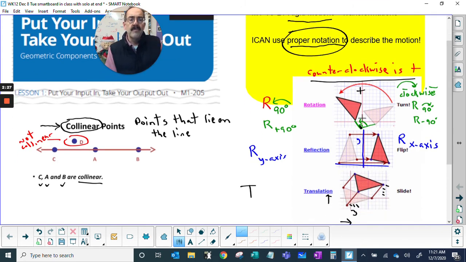Okay, to reflect. To reflect meant to flip it. We don't want to use the word flip. We want to use this capital R now. And again, in distance learning, we're either going to reflect over the y-axis or over the x-axis. Proper notation, R, over the y-axis, from the light to the dark. So we just put capital R and then subscript y-axis. If we went over the x-axis, capital R, x-axis.